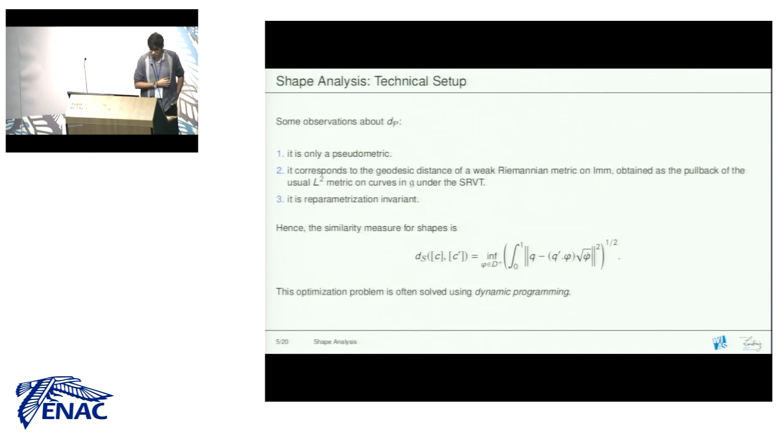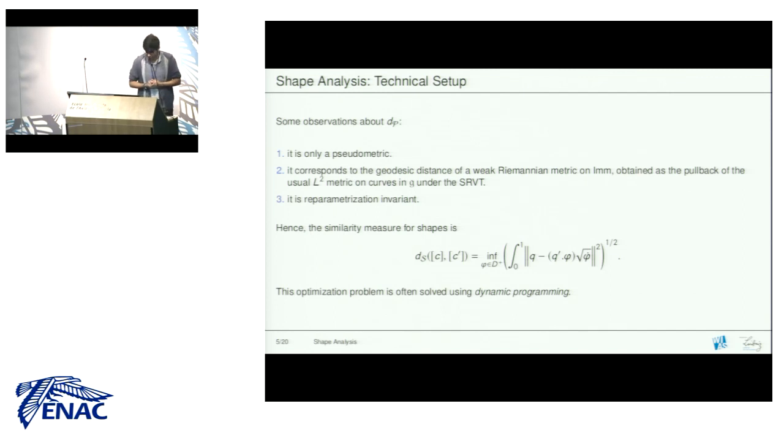So some observations about this distance, d_P, which is used to induce the distance on shapes. It's only a pseudometric because it's reparametrization invariant. So it has a kernel, which is just the equivalence class of one fixed curve. And as I said, it's the pullback of the usual L2 metric on the derivatives of the curve. So you have your curve, you pull it back to the Lie algebra, and then you measure some kind of L2 distance. And this is actually giving you a way of deforming one curve in the group into the other. And it measures the effort you need to do this. And it's also reparametrization invariant.